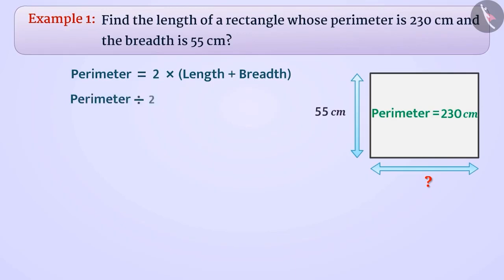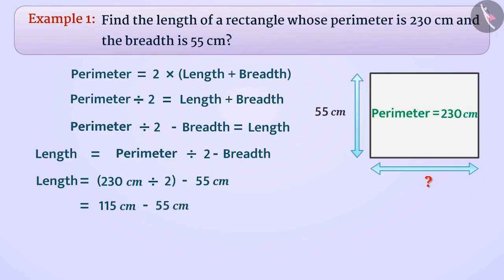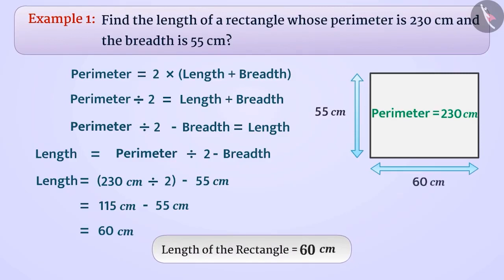In this way, the perimeter of the rectangle divided by 2 is equal to length plus breadth. Since we have to find the length, we write it as perimeter of the rectangle divided by 2 minus breadth is equal to the length. Thus, length is equal to 230 cm divided by 2 minus 55 cm, which is equal to 115 cm minus 55 cm, which is equal to 60 centimeters. The length of the rectangle will be 60 centimeters.